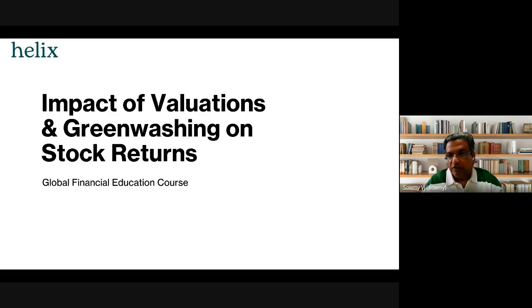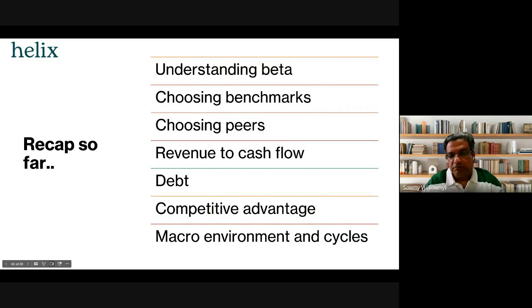okay, now we're getting to a point where we are looking at how can we predict what is going to happen, right? So all the while, this is the sort of recap so far. We first did understanding beta, then we chose some benchmarks. We identified how to choose the right kind of peers. We then went into some fundamentals, revenue to cash flow, debt, competitive advantage, and then we switched back a little bit and did the macro environment and the various macro cycles, etc.